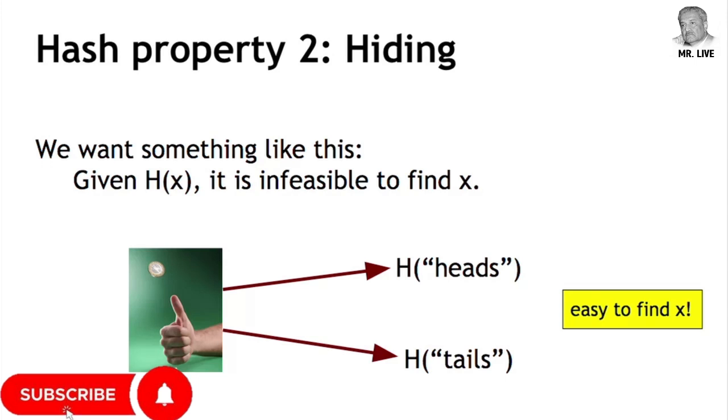So the reason this example failed, that is, the reason why an adversary was able to guess what the string was, is that there were only a couple of possible values of x.